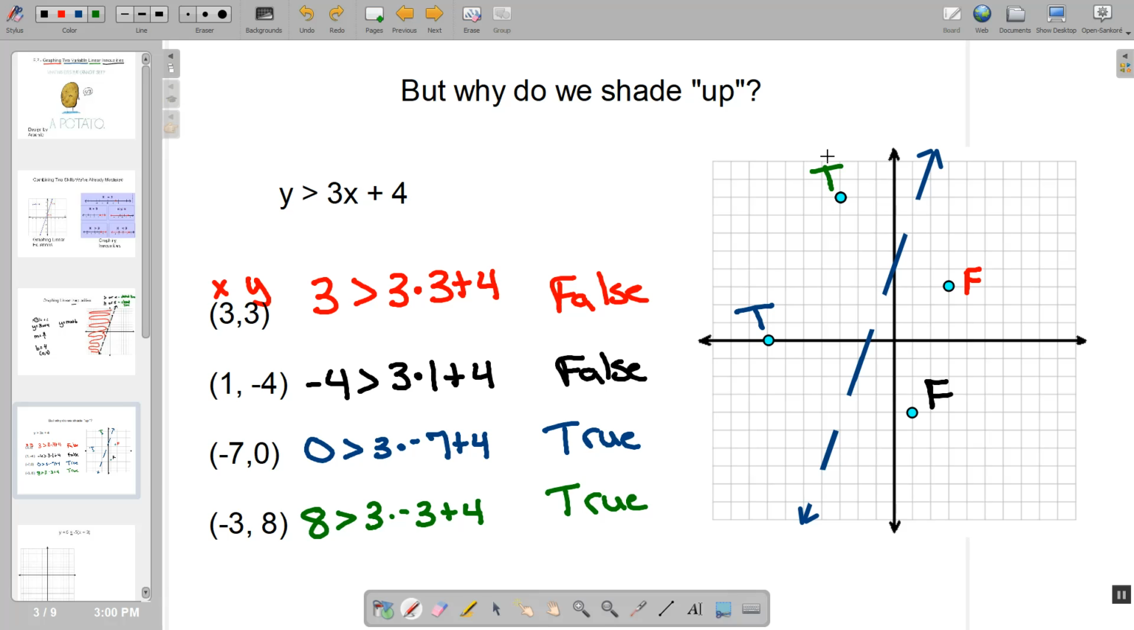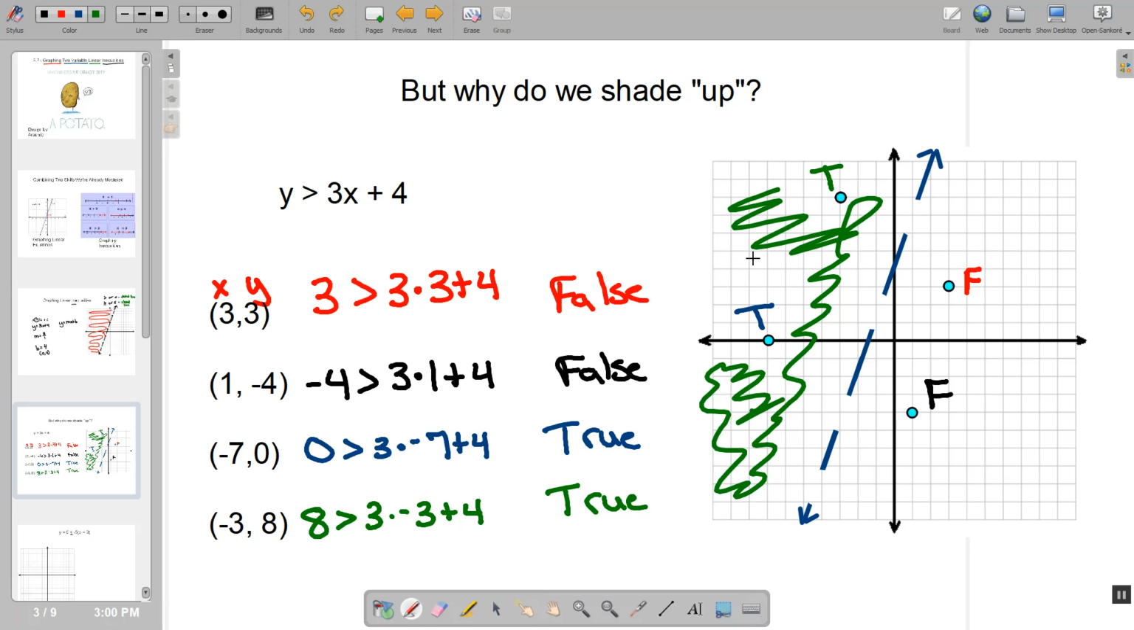And now I'm going to shade where the true statements are and not where the false statements are. So that's why I shade up above the line when it's greater than. All you're doing is shading all of the ordered pairs that would make this statement true. It means if I picked any ordered pair in the shaded region and plugged it into my equation, it would make the statement true. The dashed line here means that I cannot pick a point that is on the line.